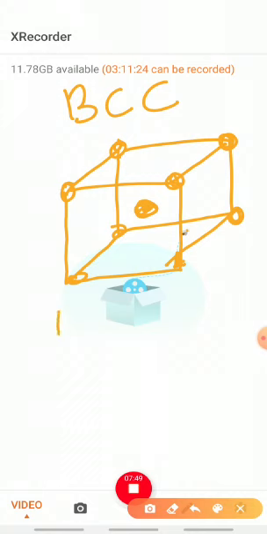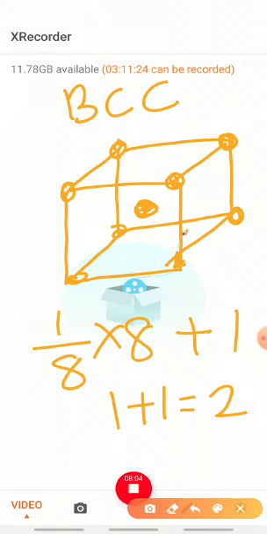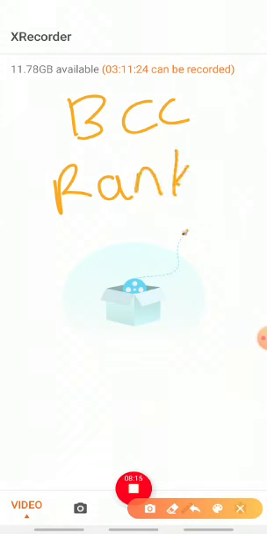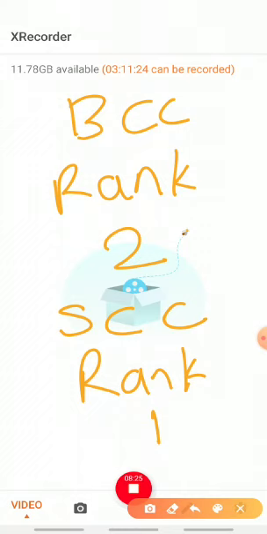As you know, the contribution of the corner is 1/8 of 8, and the center will not be shared by anyone. So plus 1. So 1/8 of 8 is 1 plus this 1, total 2. So how many circles will be formed out of this? That is 2. If they ask you what is the rank of BCC, you will say 2. And if they ask you what is the rank of SCC, you will say 1. Okay.